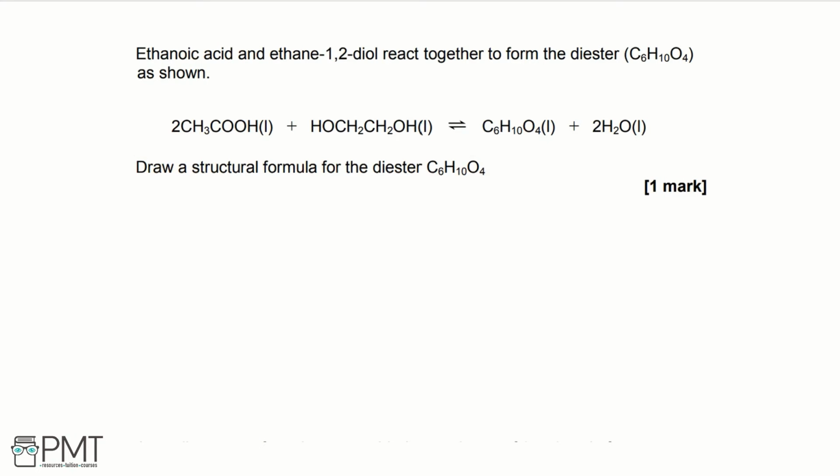Ethanoic acid and ethane 1,2-diol react together to form the diester C6H10O4, as shown. Draw a structural formula for the diester C6H10O4. If we start by redrawing our 2 ethanoic acids and our ethane 1,2-diol, that can sometimes help to visualize what's going to happen. So if we draw one ethanoic acid group here, then we draw our ethane 1,2-diol, so we've got our 2 carbon backbone and our 2 OH groups, and then we draw another ethanoic acid group.